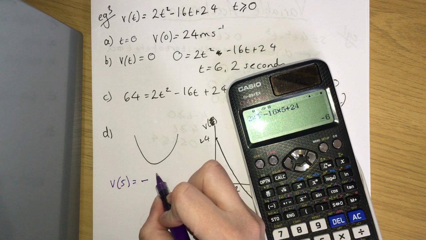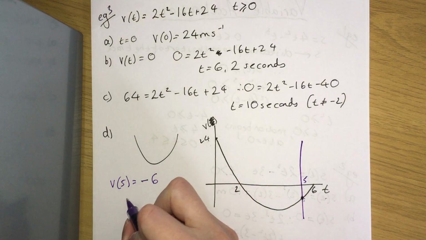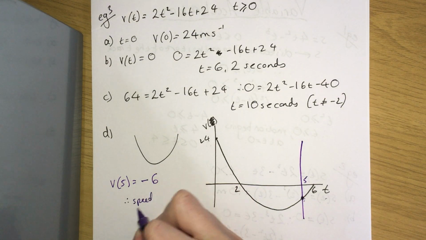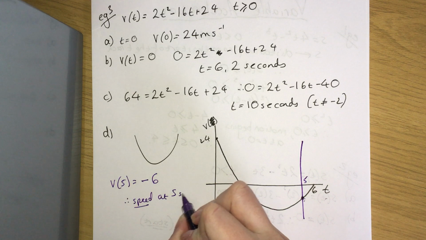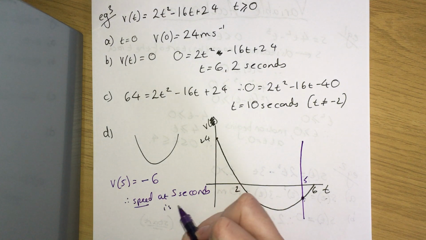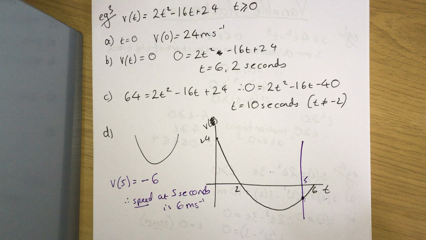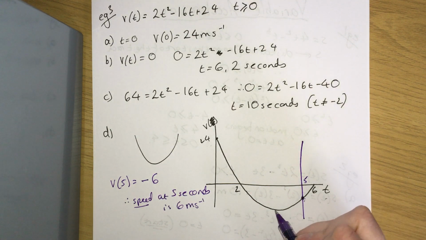So velocity at t equals 5 is -6. So that means speed at 5 seconds, because speed doesn't have a direction, speed is the magnitude of that velocity, is 6 meters per second. So that means the greatest speed at the moment is 24.